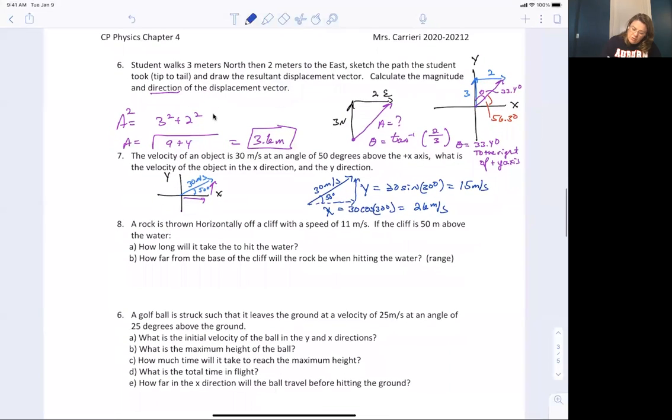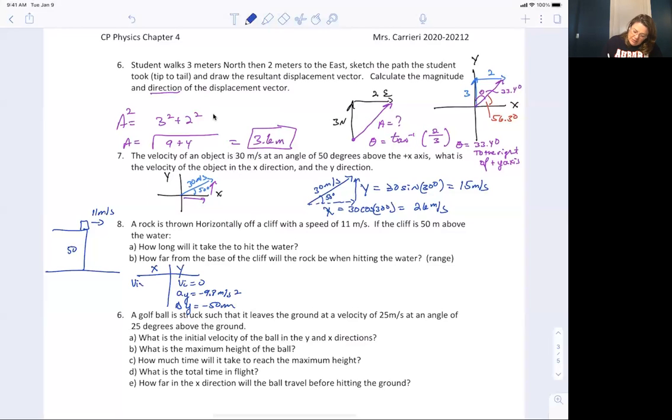A rock is thrown horizontally off a cliff with a velocity of 11 meters per second. The cliff is 50 feet above the water. How long does it take to hit the water? So I've got to have my X and Y chart. My Y initial equals 0. Acceleration in the Y direction is negative 9.8 meters per second squared. And we know delta Y equals negative 50 meters because it fell 50 meters.